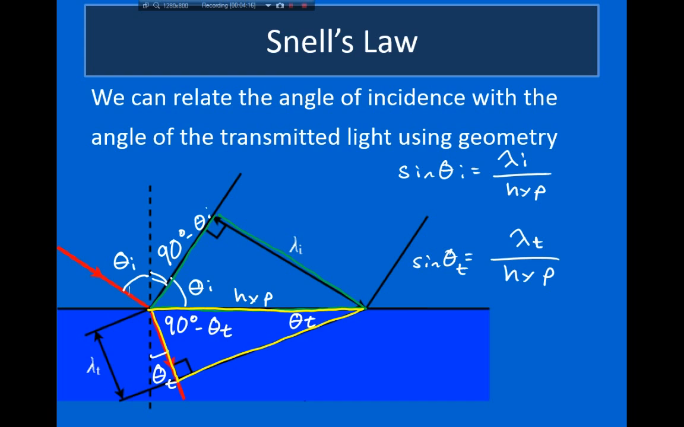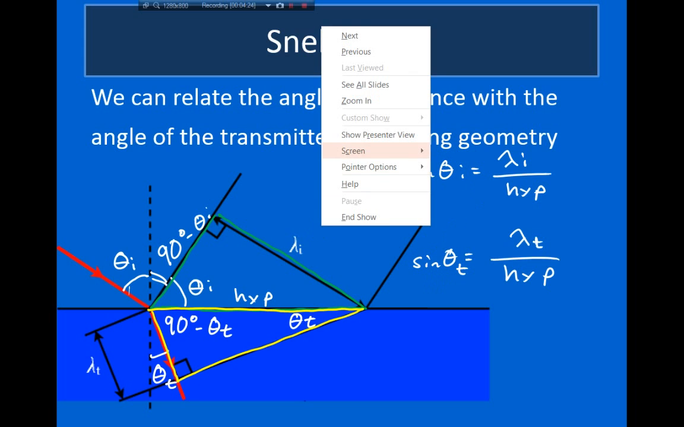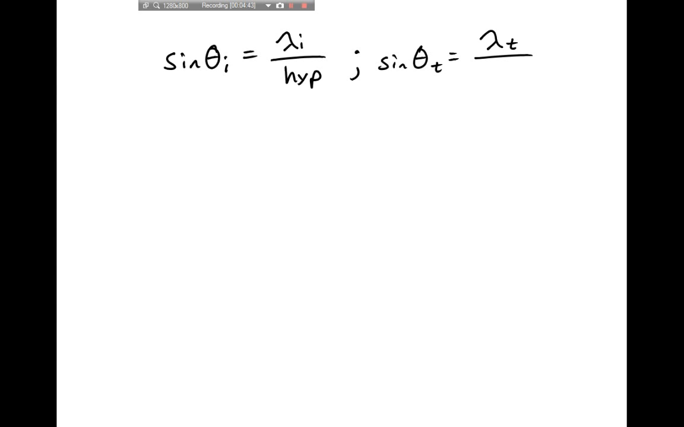So now what I can do is relate these two trigonometric functions so that I can relate the angle of incidence to the transmitted angle. So let me go ahead and open up another blank screen here. And let me just write down those two equations that we just found. So we had sine of the angle of incidence is equal to the initial wavelength divided by the hypotenuse of this triangle. And we have that the sine of the transmitted angle is equal to the wavelength of light in the transmitted material divided by the same hypotenuse.